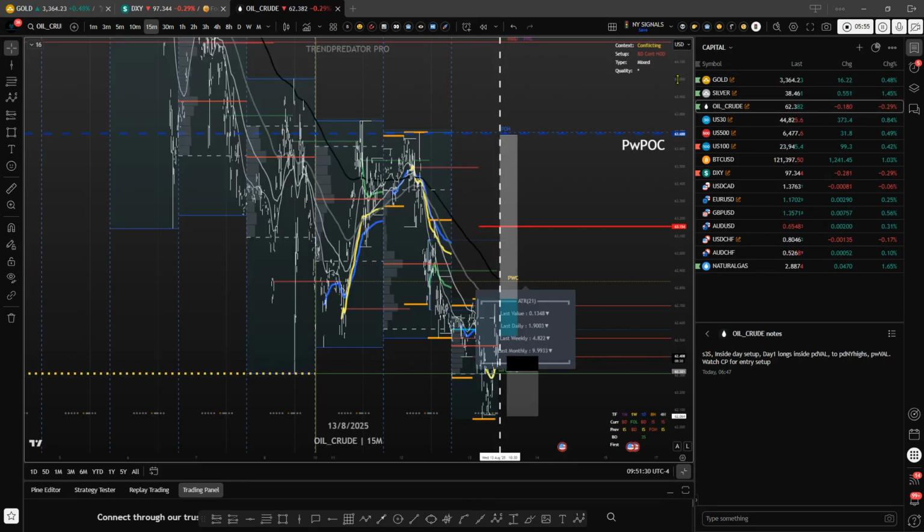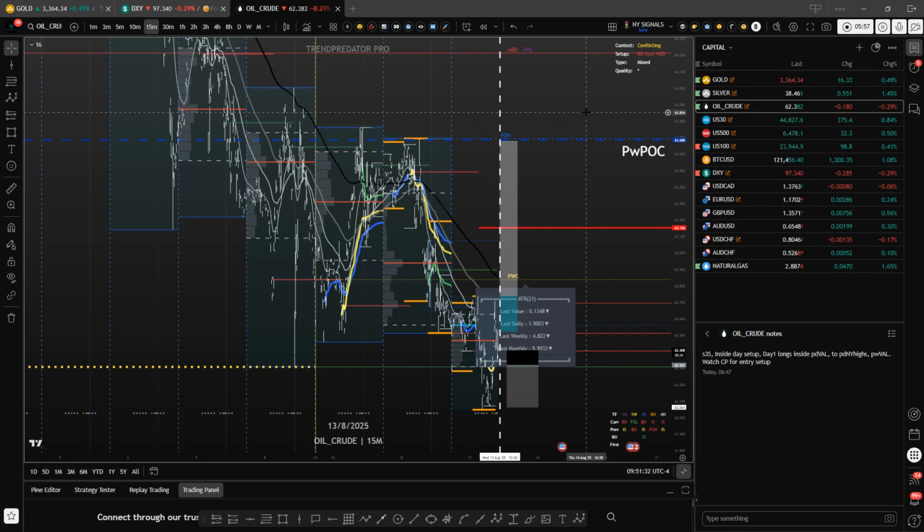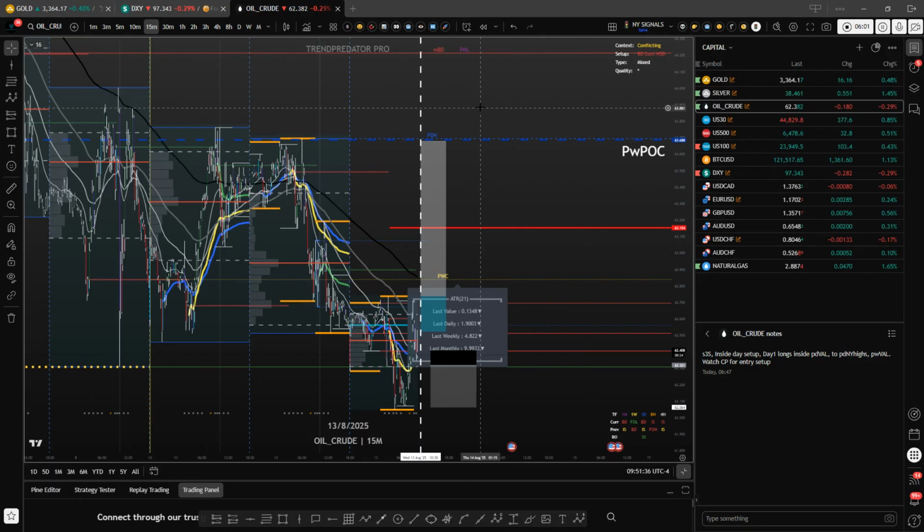We've got inventories coming out in US oil at 10:30. So nothing to do until that data comes out.